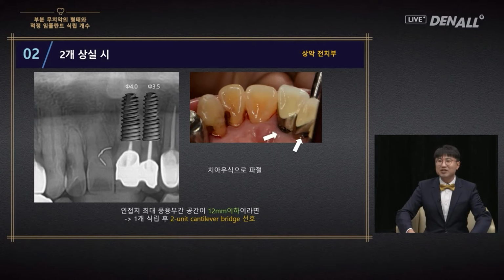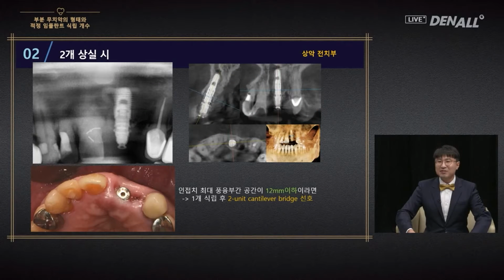Placing a 4.0 diameter implant can be problematic. If you're going to place 2, you can reduce the diameter and place 3.5 to reduce problems. However, I just placed 1 implant. I believe this was the correct choice.